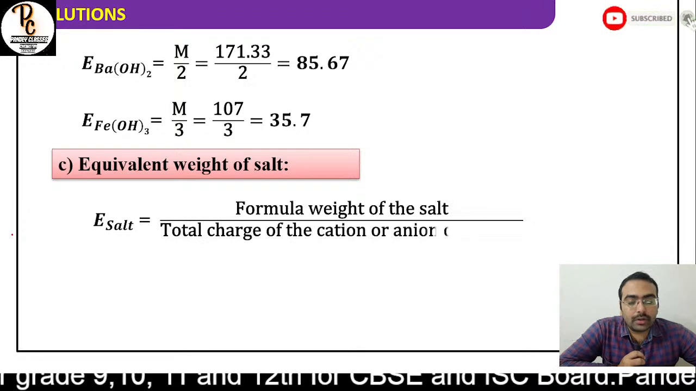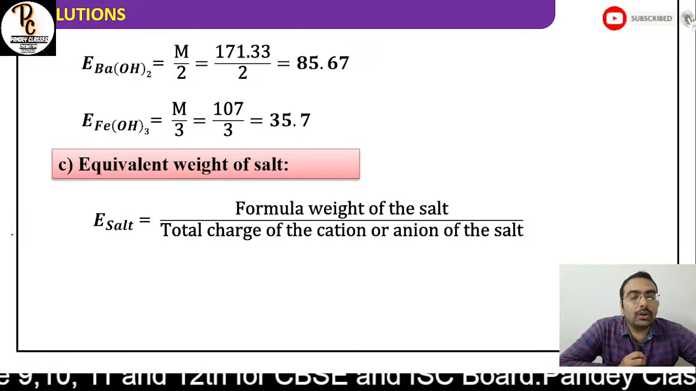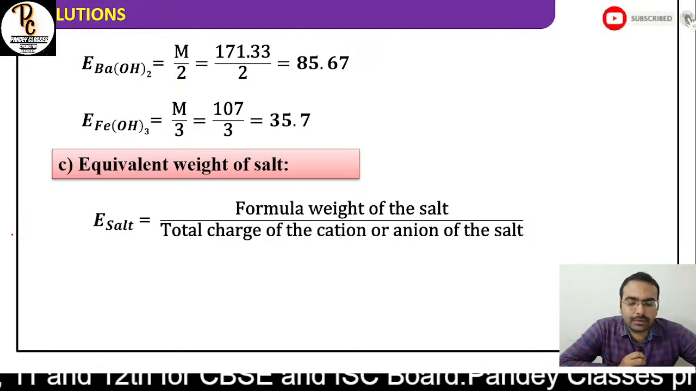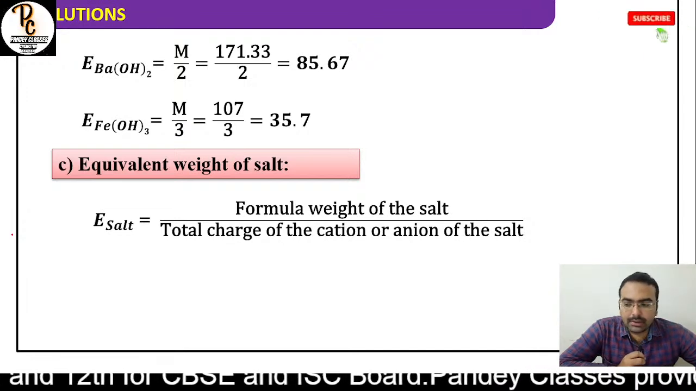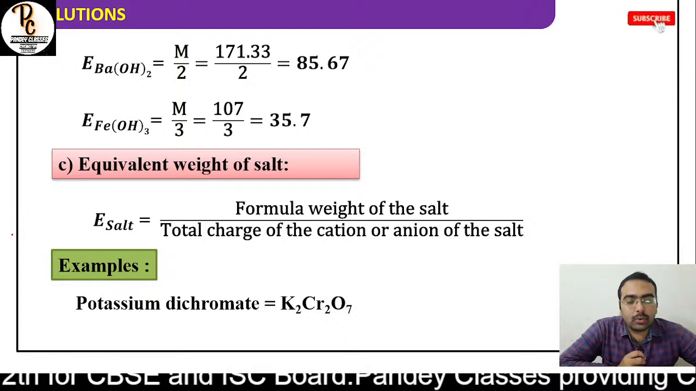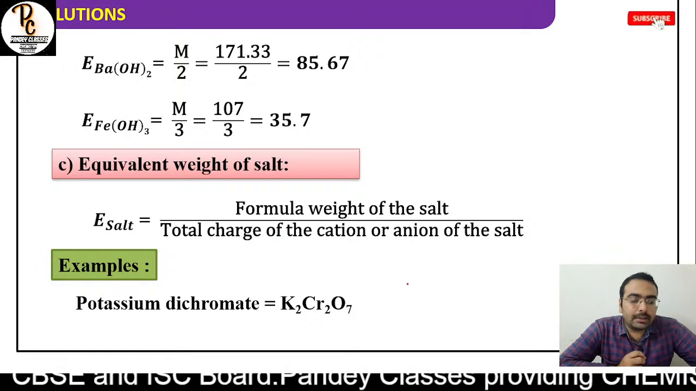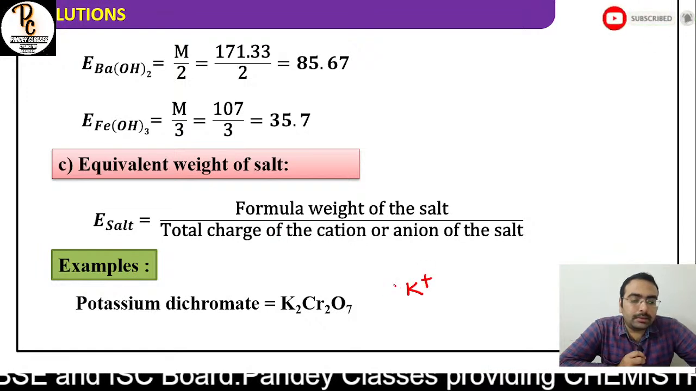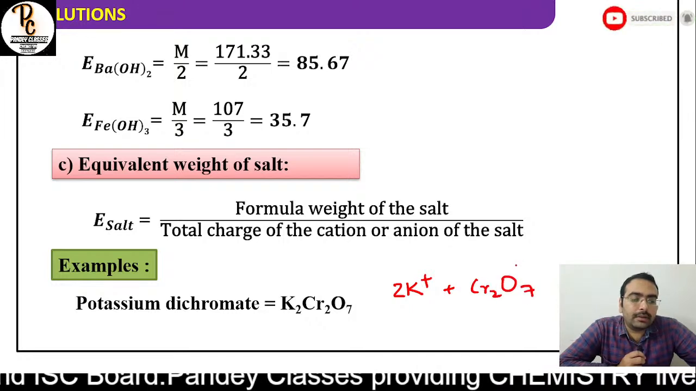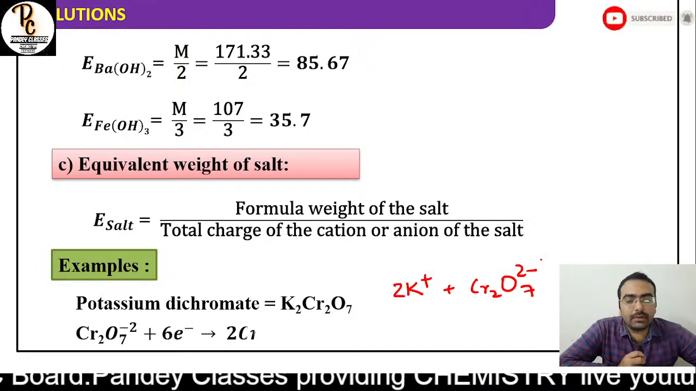So equivalent weight of salt is what? Formula weight of the salt upon total charge of the cation or anion of the salt present. This is the formula which is least used. Example, potassium dichromate K2Cr2O7 is there, and we all know this can also be written as K plus and Cr2O7 2 negative, right? So the same thing we'll do here also.